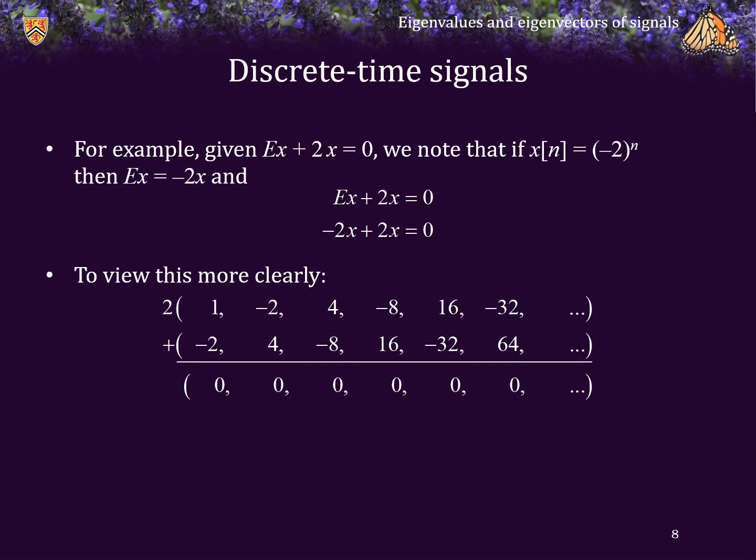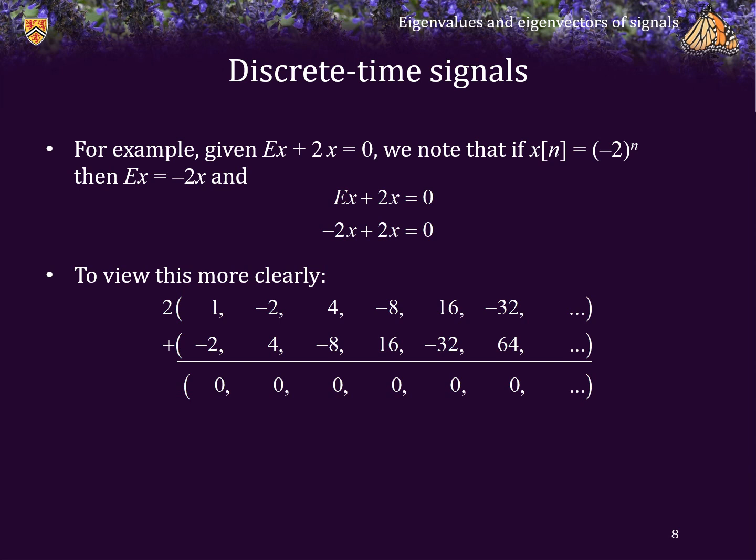Let's view this more clearly. The top signal here is just the signal negative 2 to the n. And we are multiplying each entry in that signal by 2, as indicated by having the 2 on the left-hand side. Onto this, we are adding the advance operator applied to this signal. Well, the advance operator simply moves all of the values one step into the future.